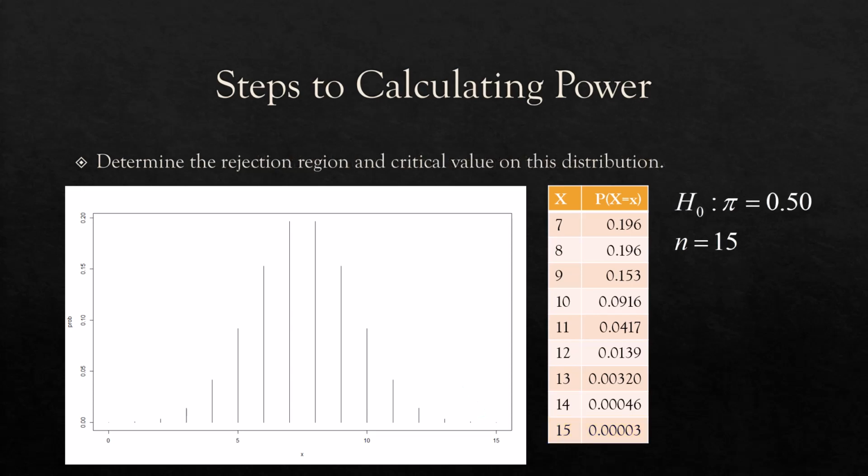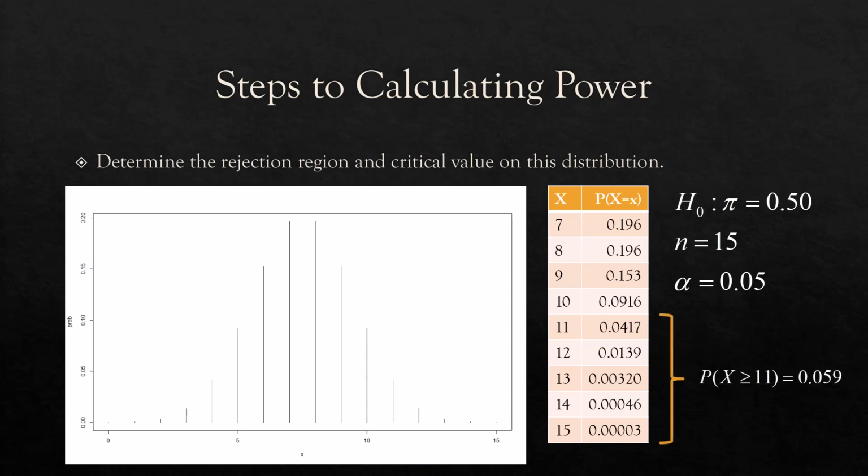Now we have to determine the rejection region and the critical value on this distribution. Remember the rule. What we want to do is look at values that are unlike the null hypothesis and more like the alternative hypothesis. Our alternative hypothesis here is larger than the null hypothesis, so we're going to go down to larger numbers of successes, starting with 15 and going backwards, trying to get as close as we can to our alpha of 0.05 without going over. And so we start calculating, and we might try some of these.